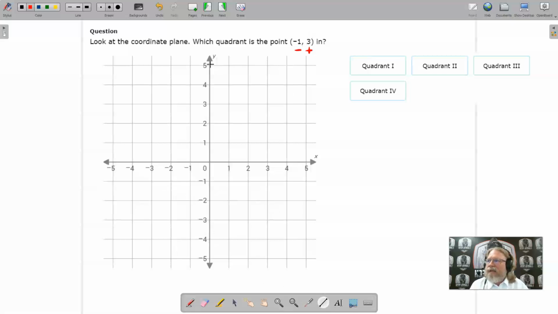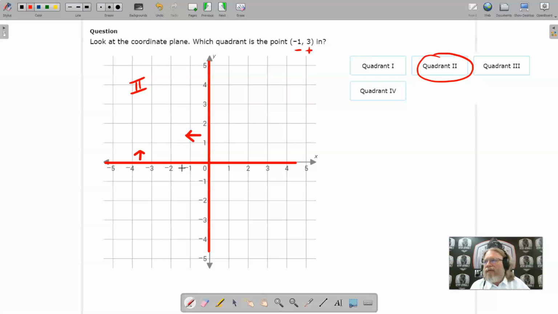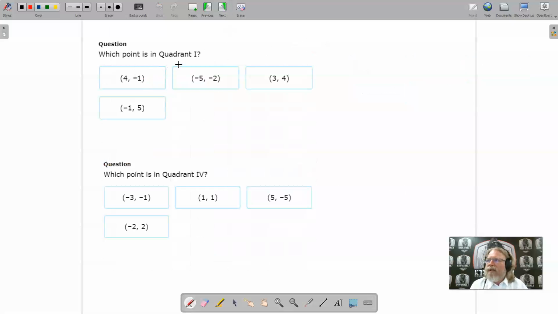x. If x is going to be negative, then that means that it must be someplace to the left of the y-axis, right? Because over here all the x's are negative. And if the y is going to be positive, then we're talking about anything above the x-axis. So it would indeed be here in quadrant 2. So we'll find quadrant 2. And indeed, quadrant 2 is where all of our x values are negative and all of our y values are positive.